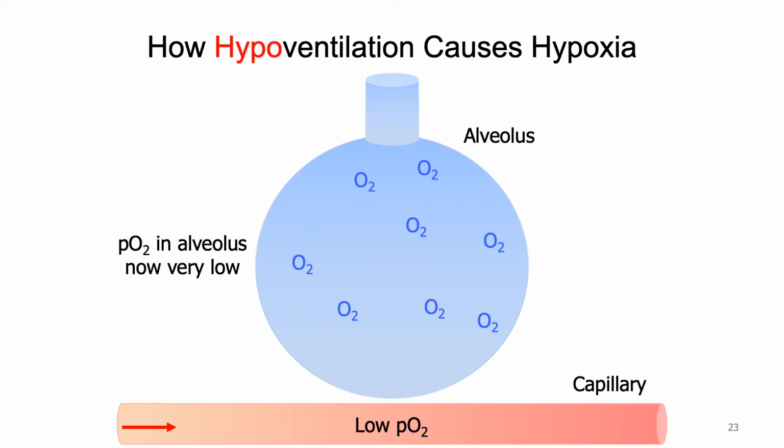As time goes on, more and more oxygen molecules will dissolve into the capillary, resulting in a PO2 in the alveolus that is now very low. And when the PO2 in the alveolus is very low, it will result in a low PO2 in the blood that is carried by the capillary traveling next to this alveolus.